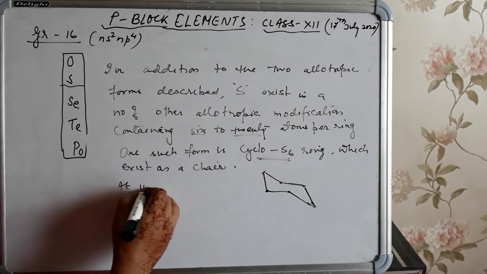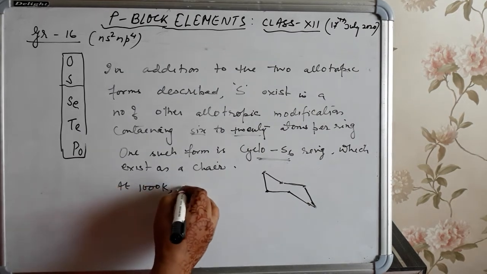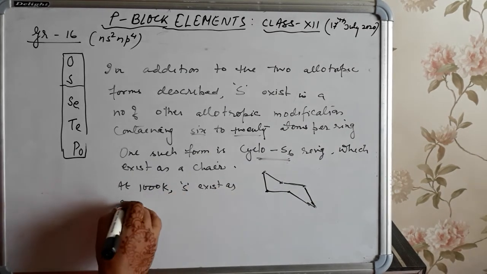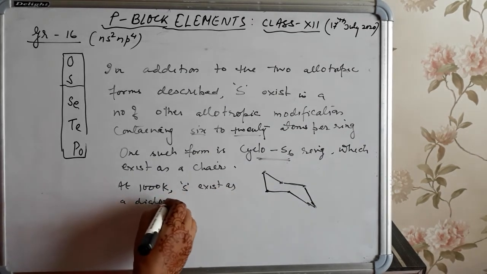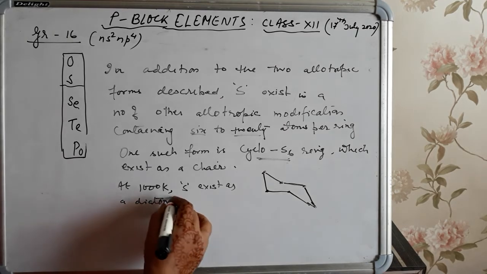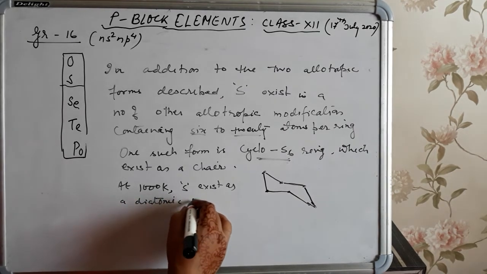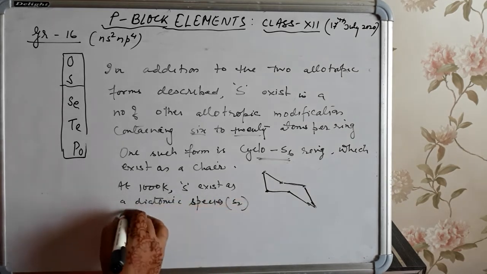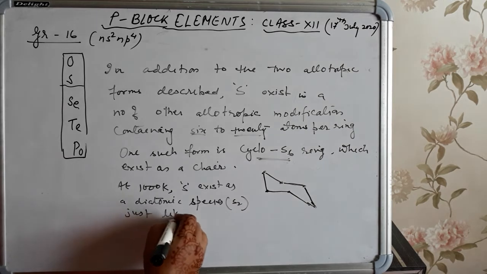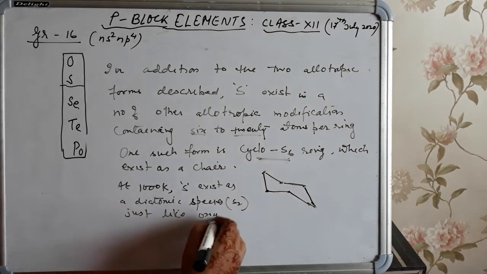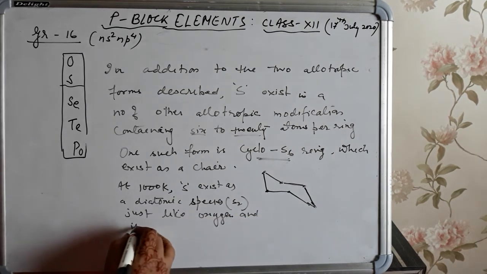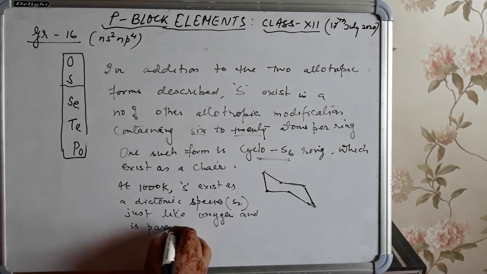At 1000 Kelvin, sulfur exists as a diatomic species, just like oxygen, and is paramagnetic in nature.